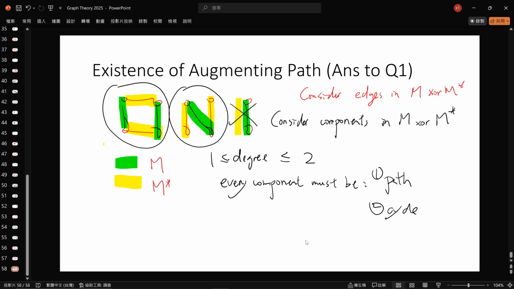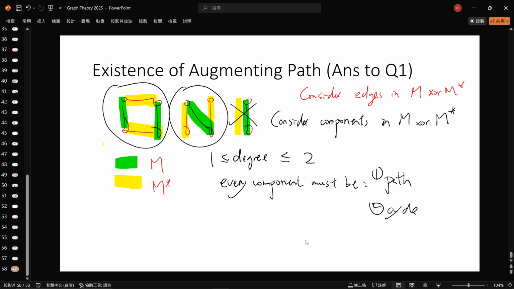All right, so let's continue our proof. So recall that we want to find an M augmenting path, okay? And we consider the components of the exclusive of these two matchings, M and M star. And our goal is to show that at least one of these components must be an M augmenting path, okay? All right, so far we already know that these components must be either a cycle or a path, okay?